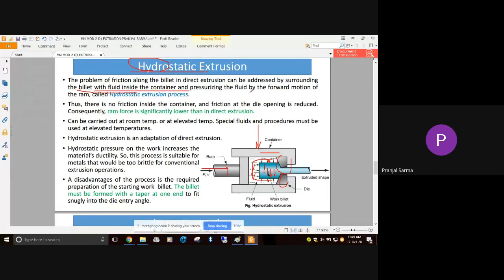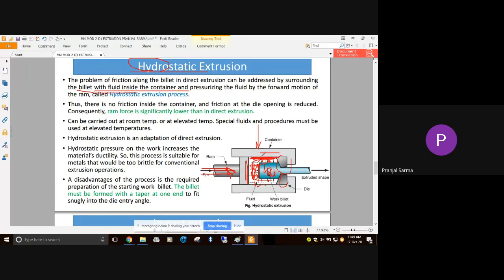Now we pressurize the fluid by the forward motion of the ram. The ram is not in direct contact with the billet, but we have the fluid here. We pressurize the fluid, and we already know Pascal's law: at each and every point the pressure will be the same, and that pressure will be responsible for compressing this work billet.